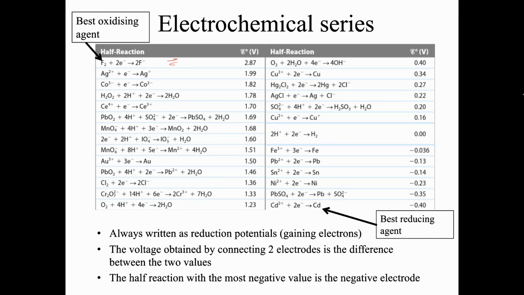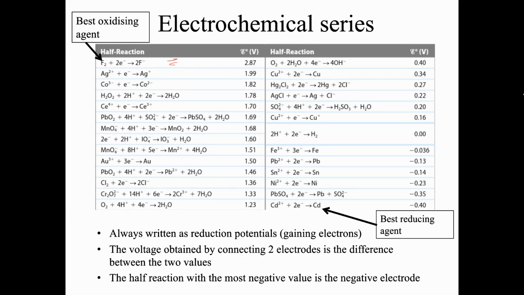So the more positive it is, the better it is at accepting electrons. So the better oxidizing agent it's going to be. And the more negative it is, the better it is at giving up electrons. So it's going to be a better reducing agent.